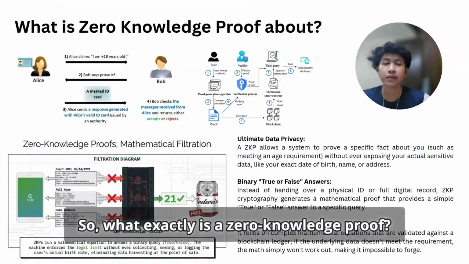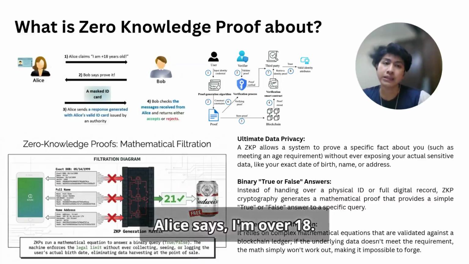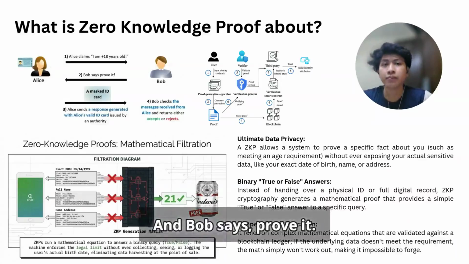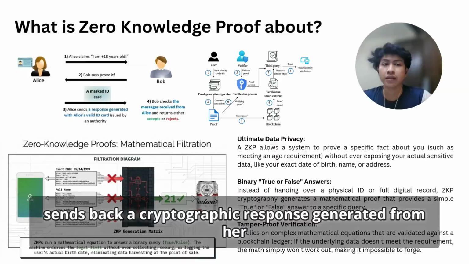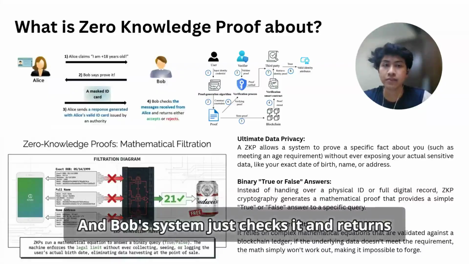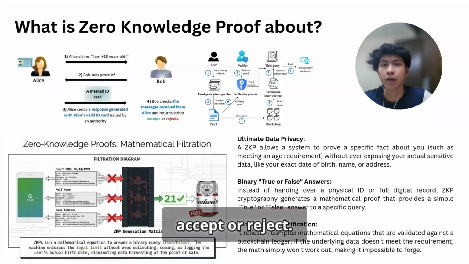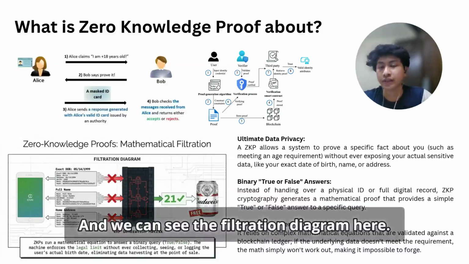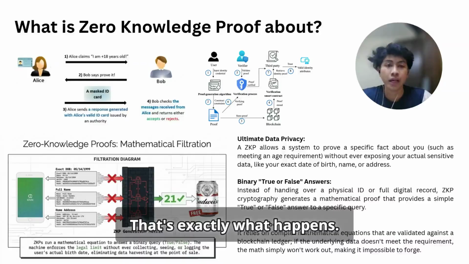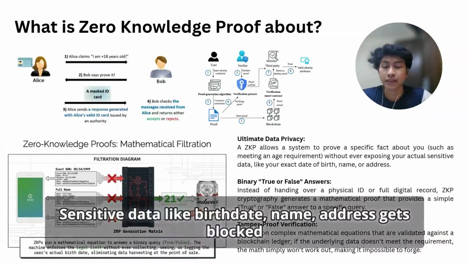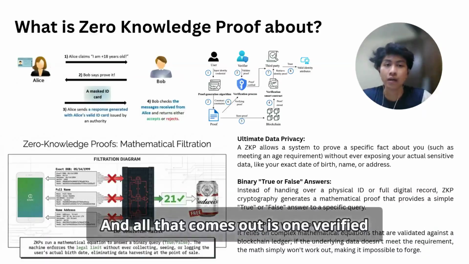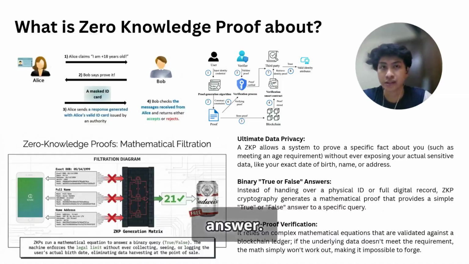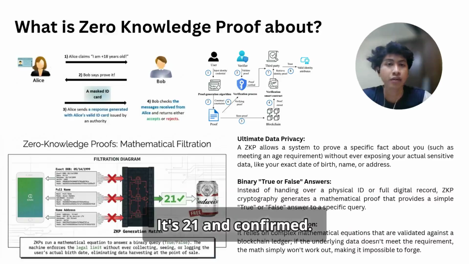So what exactly is a zero-knowledge proof? Simple example. Alice says, I'm over 18, and Bob says, prove it. Instead of handing over her physical ID, Alice sends back a cryptographic response generated from her valid credential, and Bob's system just checks it and returns accept or reject. And we can see the filtration diagram here. That's exactly what happens. Sensitive data like birth date, name, and address gets blocked by this cryptographic wall, and all that comes out is one verified answer: over 21, confirmed.